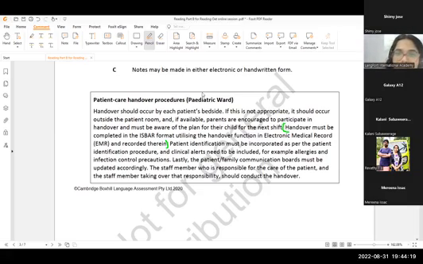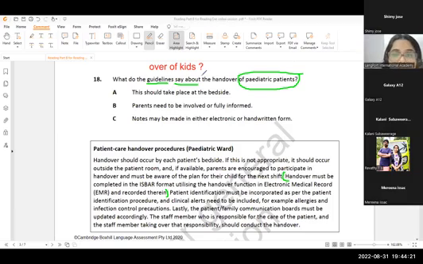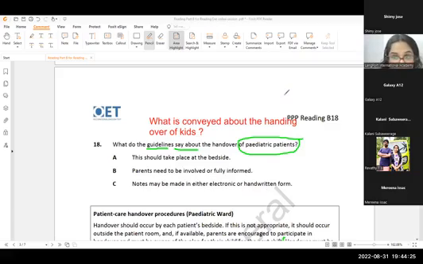That brings us back to the question. Our question is a complete question. See, it ends with a question mark. And we need to find out what exactly they are trying to say about the handover of the pediatric patients. Okay. So, Shiny, can you read the options one by one?